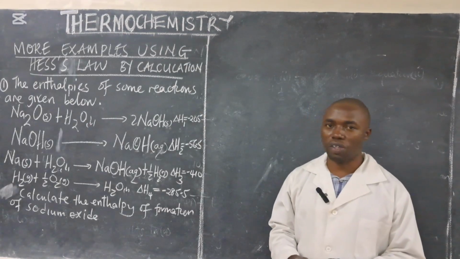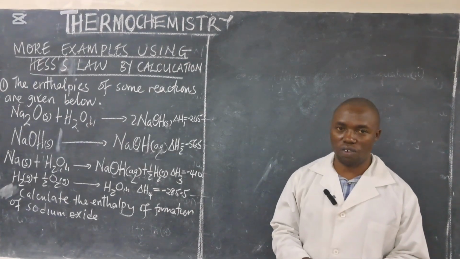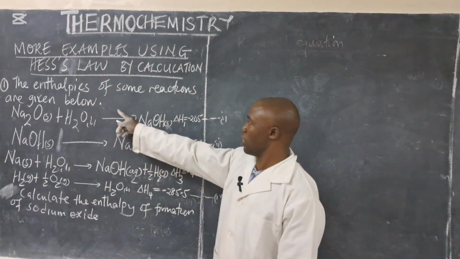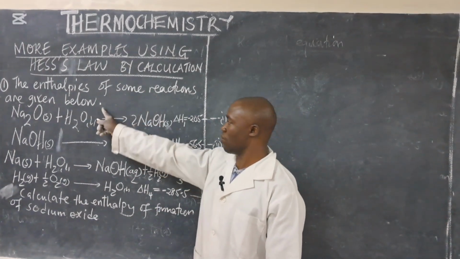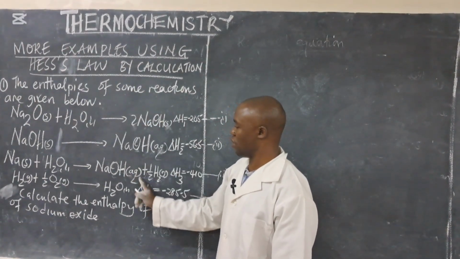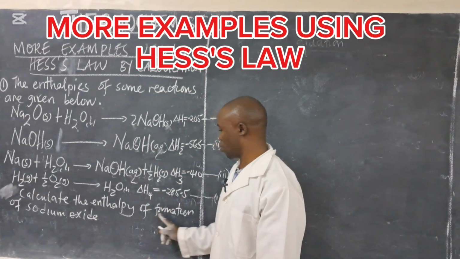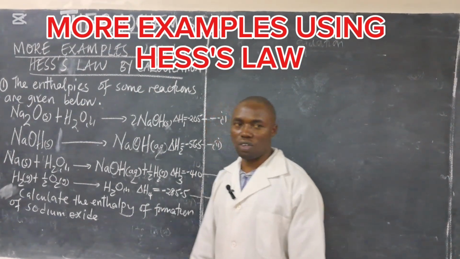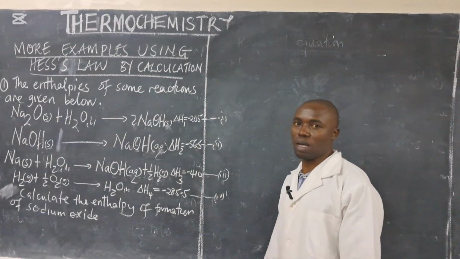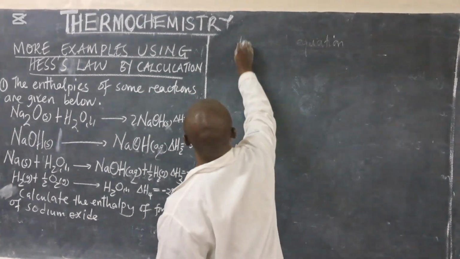Let us look at more examples using Hess's law by calculation. So the question says, the enthalpies of some reactions are given below. They've given us this, and that. Calculate the enthalpy of formation of sodium oxide. So let me write the equation for formation of sodium oxide first. Required equation.